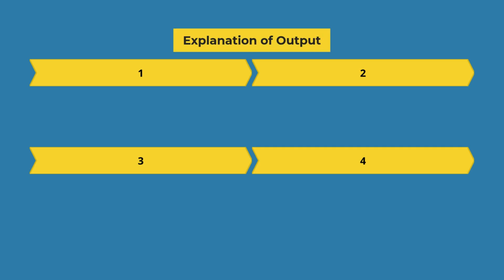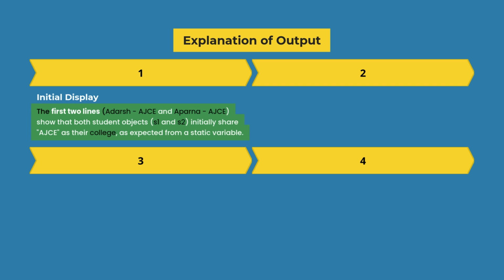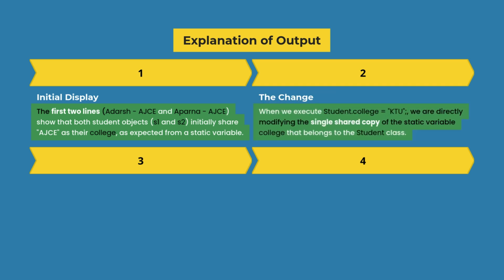Explanation of output. Initial display. The first two lines show that both student objects, s1 and s2, initially share AJC as their college, as expected from a static variable. The change. When we execute Student.college equals KIIT, we are directly modifying the single shared copy of the static variable college that belongs to the Student class.